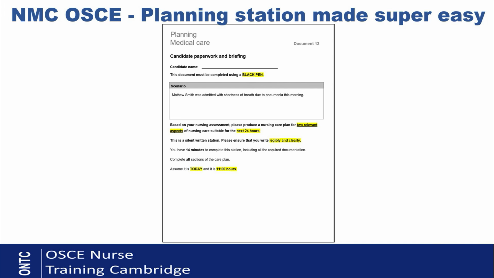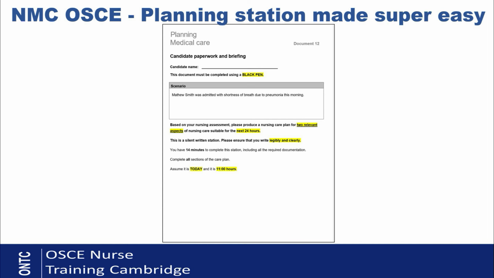So let's get started. As you can see, planning is a 14-minute written station in your exam, and you have a front sheet of the template where your scenario is introduced to you again. It's the same patient you have already met in the assessment station. Planning is the P part of the A pie. You have already done the assessment on this patient, and now you're going to write 2 care plans based on the assessment.